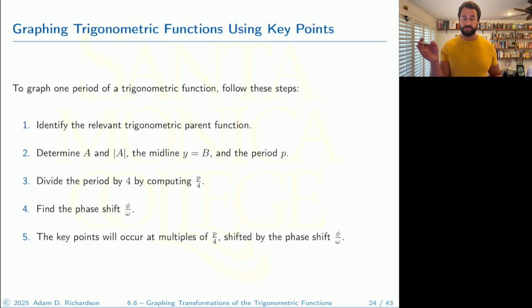Zero times p over 4, 1 times p over 4, 2 times p over 4, 3 times p over 4, 4 times p over 4, or negative 2 times p over 4, negative 1 times p over 4, 0 times p over 4, 1 times p over 4, 2 times p over 4. That's what's going to happen here. Then you find the phase shift. Remember, the phase shift is phi over omega. So you find the phase shift, and the key points are going to occur at multiples of p over 4 shifted by the phase shift. Done. Okay, now let's do it.